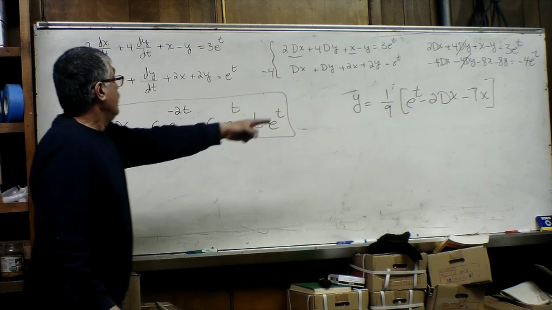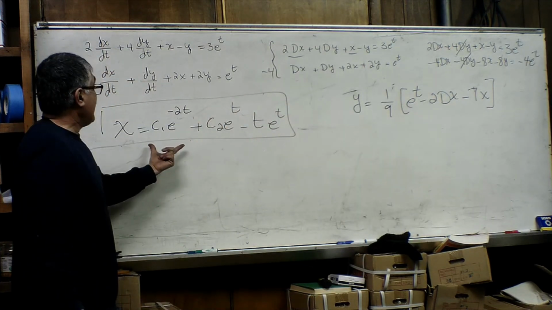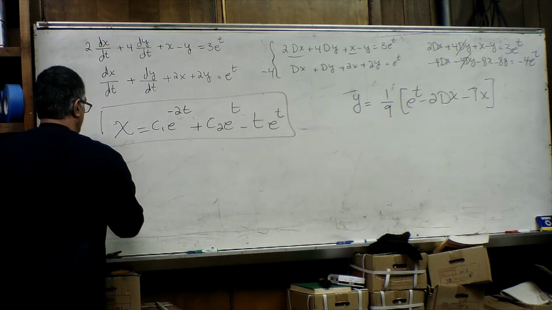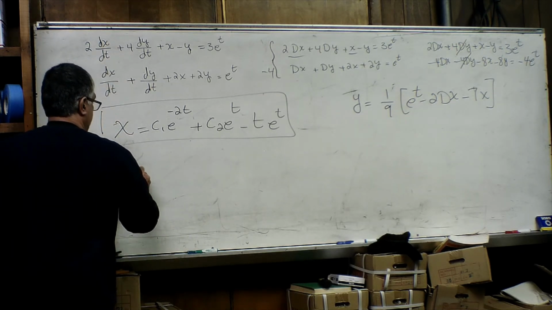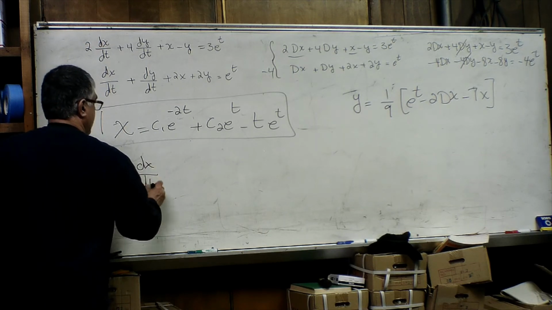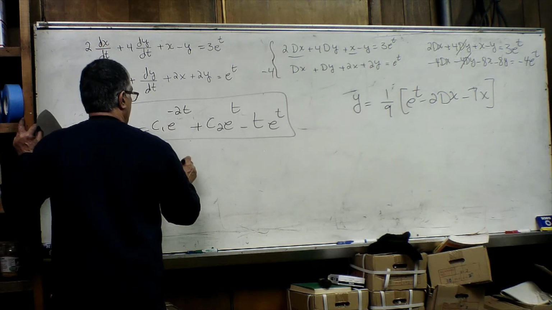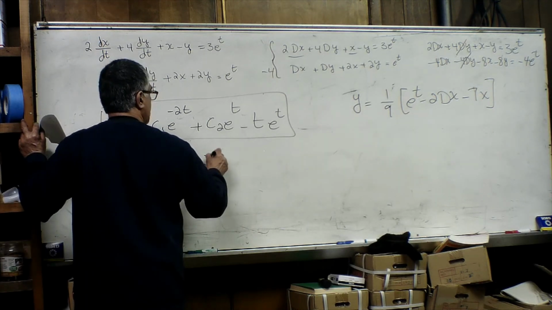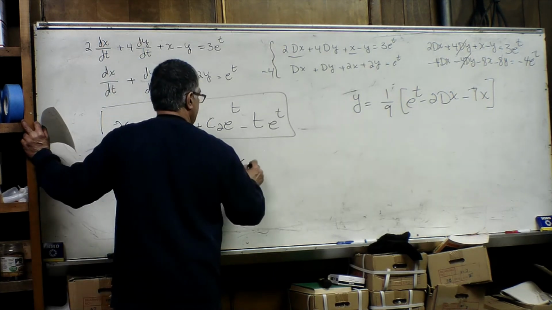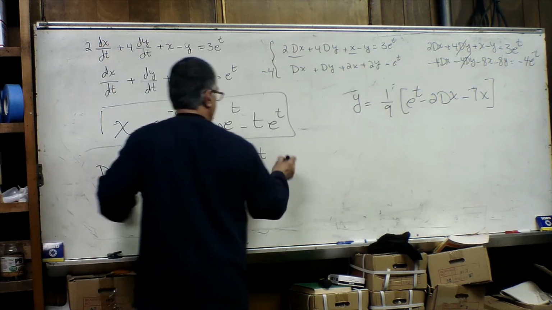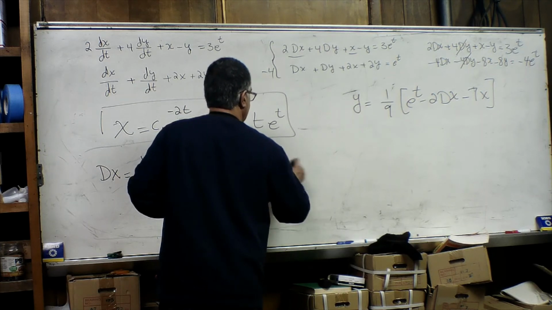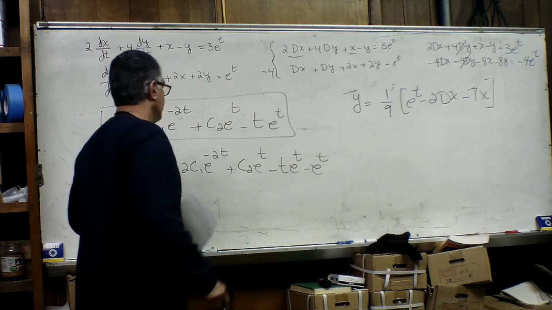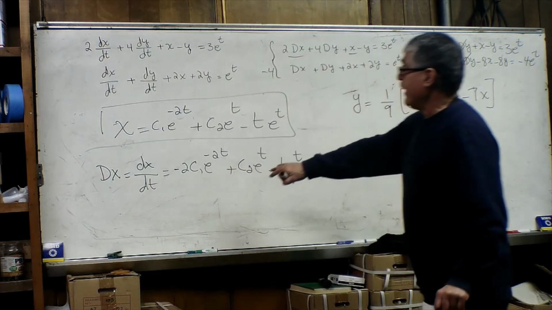Now we can plug in the values for x and dx. So this is our x, and our dx over dt will be equal to minus 2 c1 e to power minus 2t plus c2 e to power t minus t e to power t minus e to power t. So this will be our dx.